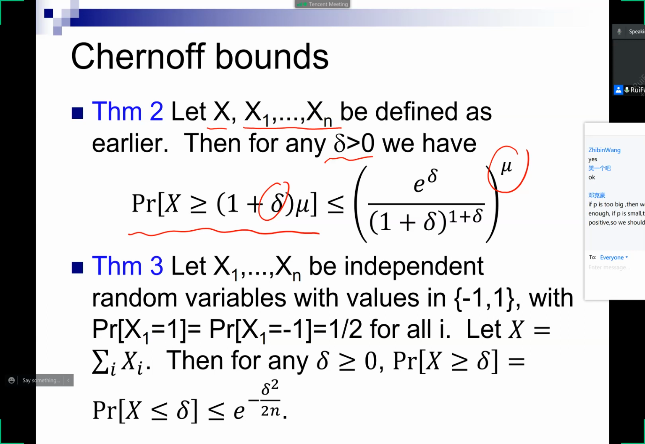Okay. All right. So yeah, I guess no. I mean, this formula is correct. Okay. Anyways, this is a correct formula.